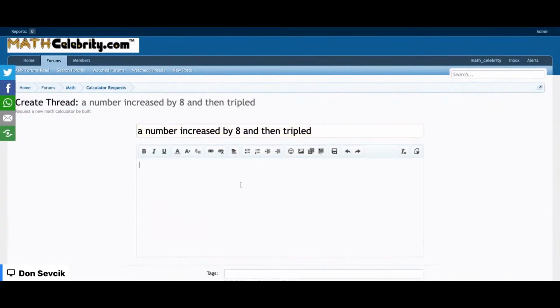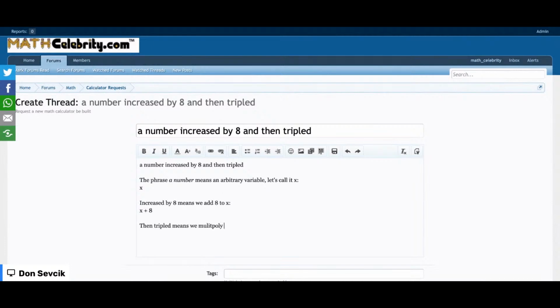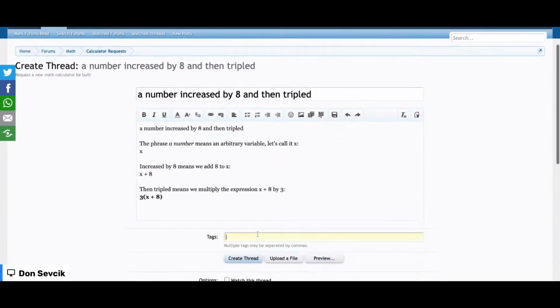A number increased by 8 and then tripled. The phrase a number means an arbitrary variable. Let's call it x. Increased by 8 means we add 8 to x: x plus 8. Then tripled means we multiply the expression x plus 8 by 3. Now what we have to do here is wrap it in parentheses. Why? Because we multiply the whole thing by 3 and not just x. We got algebraic expressions on there, and we also had an arbitrary variable, and we are done.